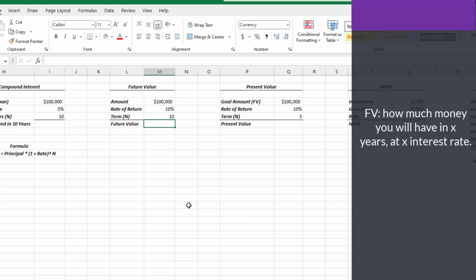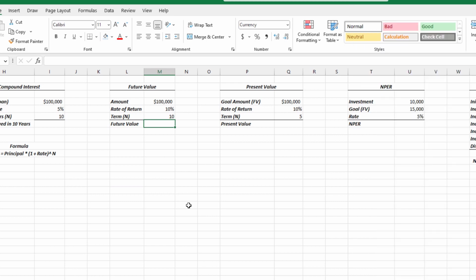Well, it tells you how much money you will have if you invest X amount over X years at a given interest rate. So for example, if we invest $100,000 today and we get 10% over 10 years, how much is that going to be worth in the future? Let's use the future value function to solve this.